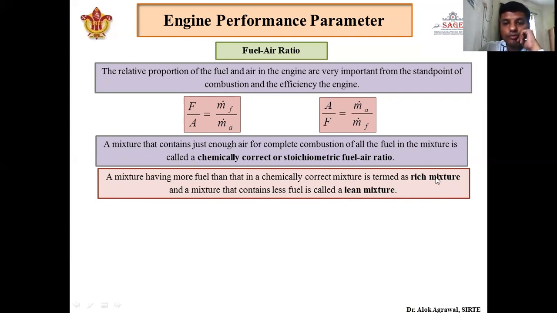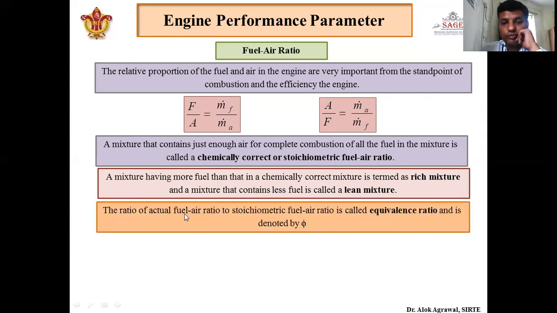So there are two types of mixture: rich mixture or lean mixture. And the third one is chemically correct mixture, which is the exact amount of air to burn the given amount of fuel. The ratio of actual fuel air ratio to the stoichiometric fuel air ratio is called equivalence ratio, and it is denoted by phi. This is of very much importance because in coming unit 2 we will be discussing this term more frequently. So you have to be clear about what equivalence ratio is.